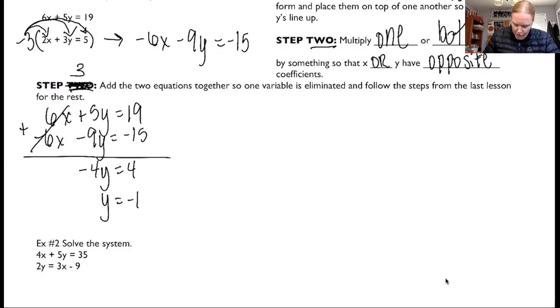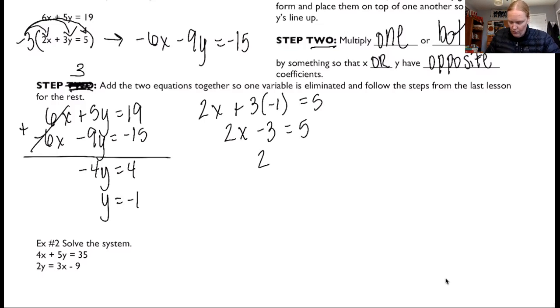So I get 2x plus 3 times negative 1 equals 5. So I get 2x minus 3 equals 5. And I add 3 to both sides, so 2x equals 8, and x is 4. So notice I'm skipping the steps where I add things to both sides.